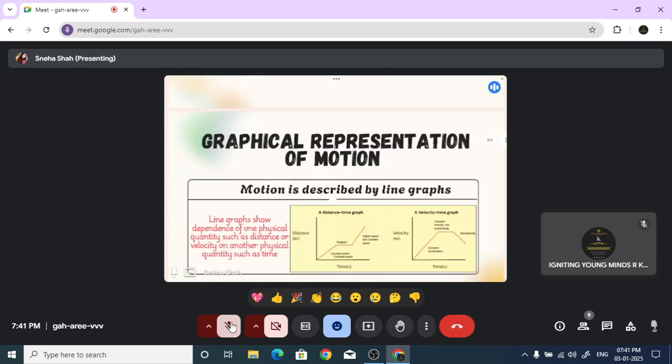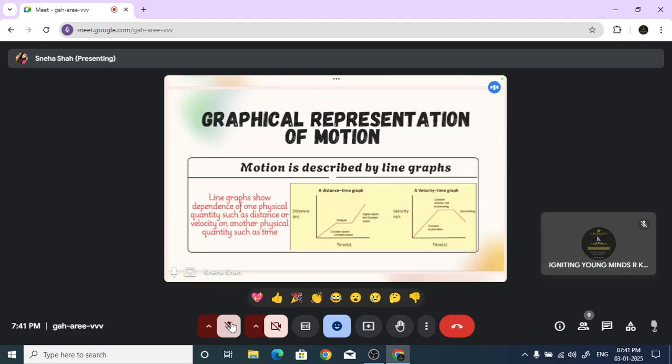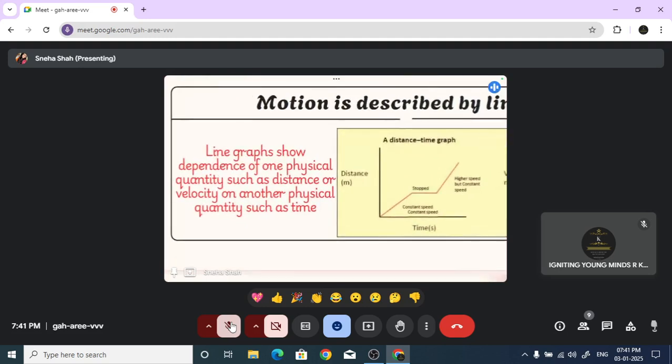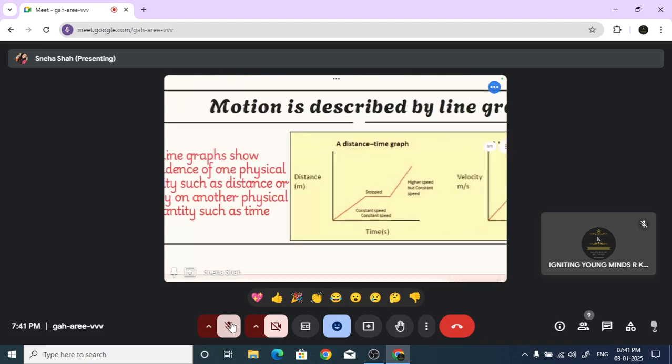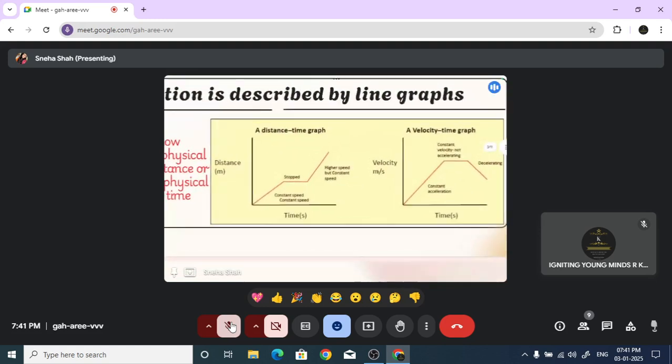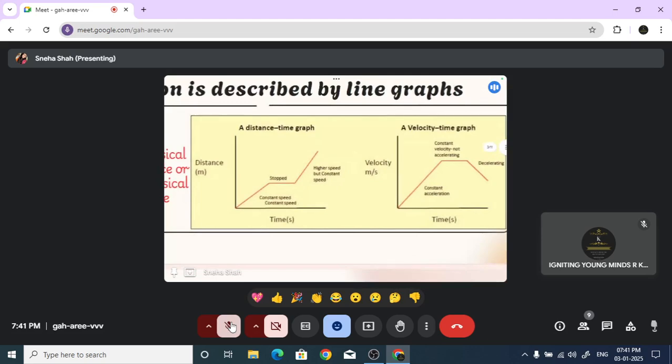First of all, motion is described by line graphs. You know that line graphs show dependence of one physical quantity such as distance or velocity on another physical quantity such as time. See here, there is a precise diagram of a distance time graph and a velocity time graph.